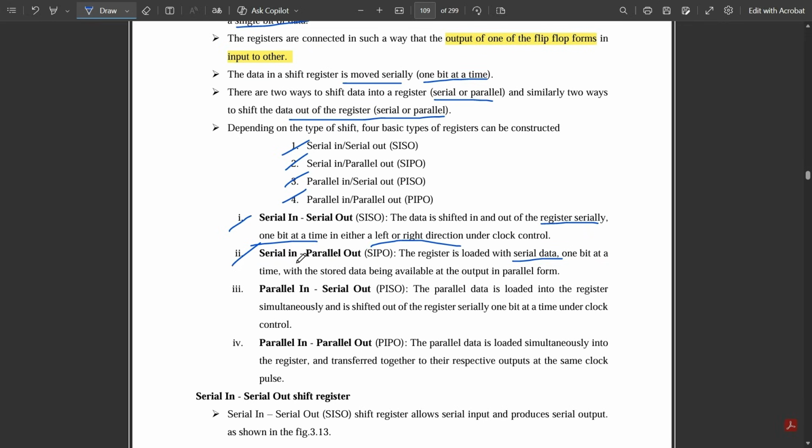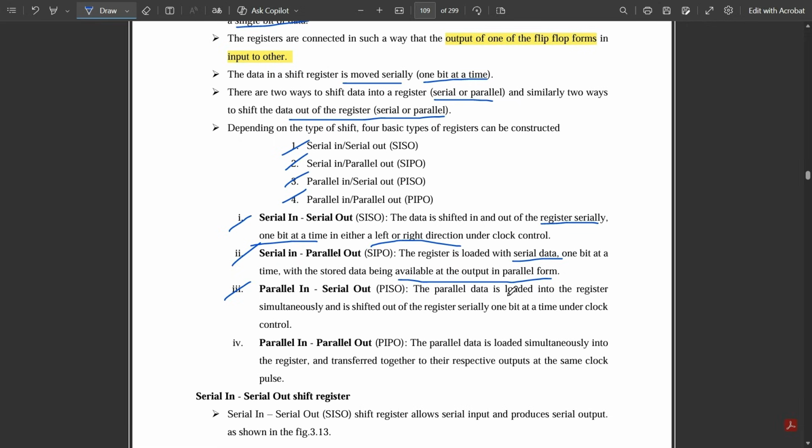The register input side data is sent serially, one bit at a time, with the stored data being available at the output side in parallel form. Okay, it is coming out parallelly, one bit at a time. Okay. Third one is parallel in, serial out, that is also called as PSO.